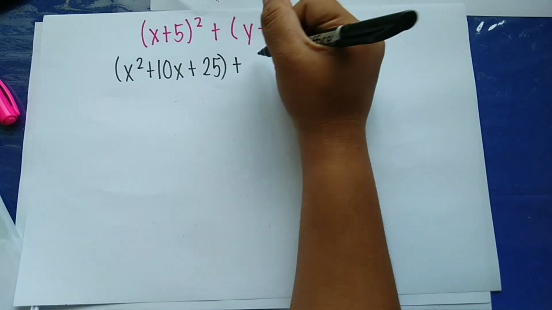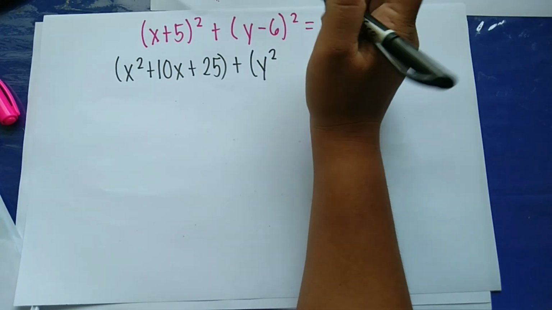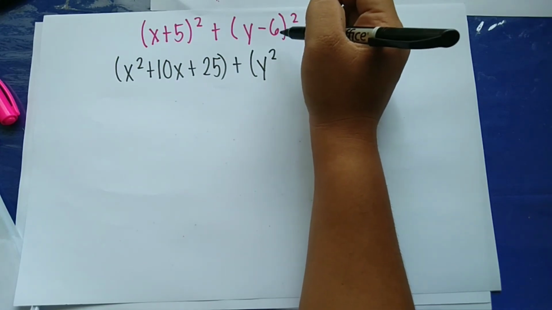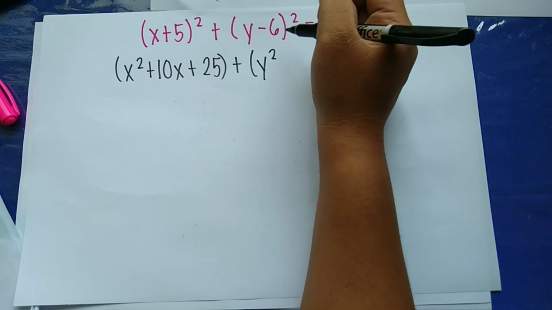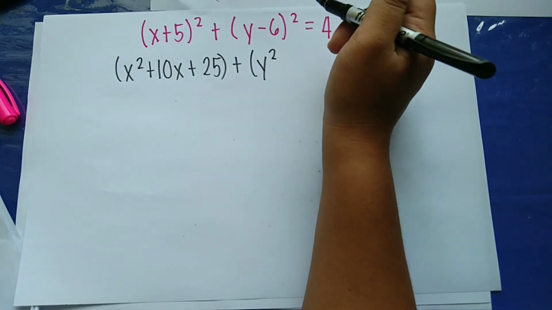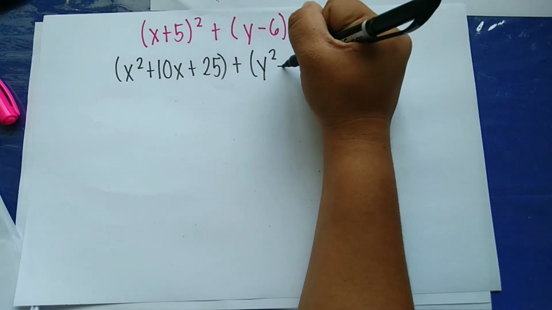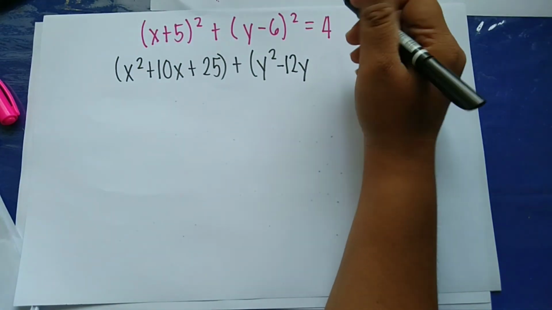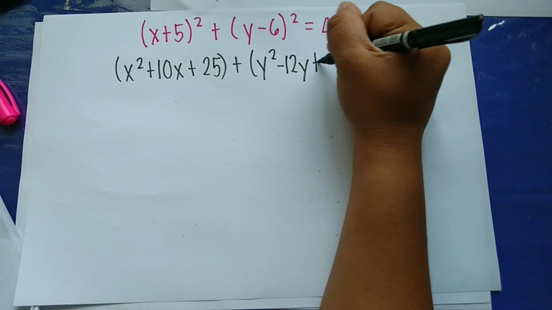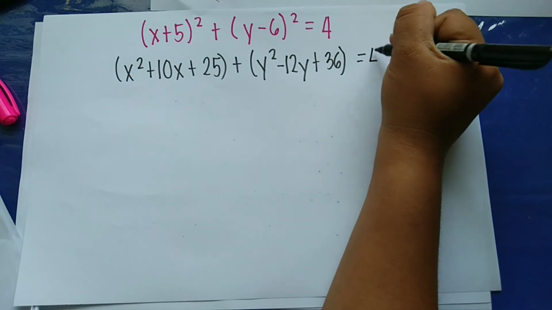Plus y squared, multiply the first term by the last term. Y times negative 6 is equal to negative 6y, and multiply by 2. Negative 6y times 2 is equal to negative 12y. Negative 6 squared is equal to positive 36. Then copy the constant term.